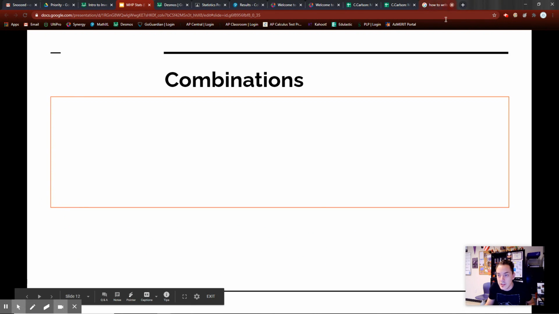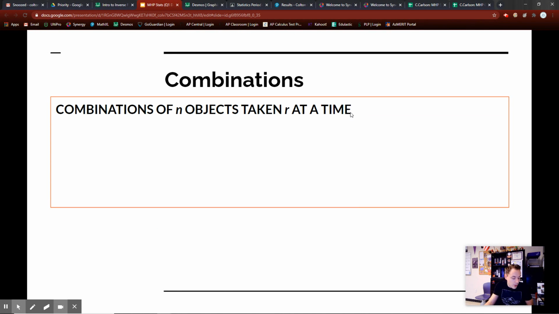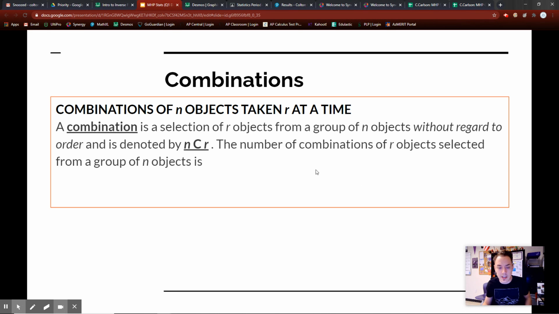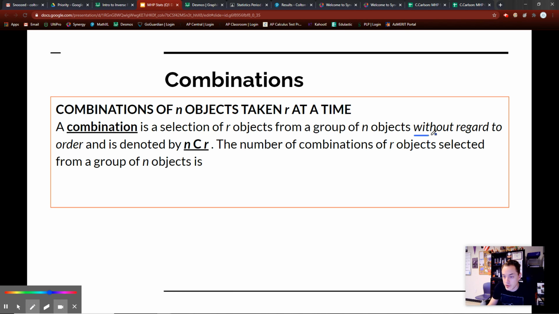Combinations are the second thing that we're going to go over. After that, we're going to go through some probabilities, putting everything together with the fundamental counting principle, permutations, combinations, and so forth. Very similar to permutations, but a combination is a selection of R objects from a group of N objects without regard to order. That's the important part, without regard to order.